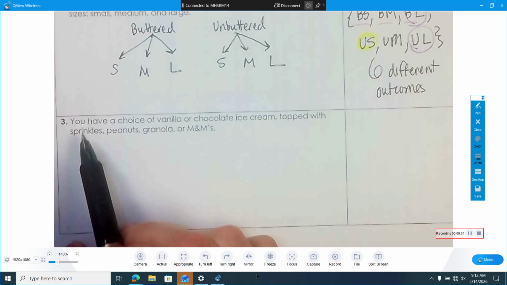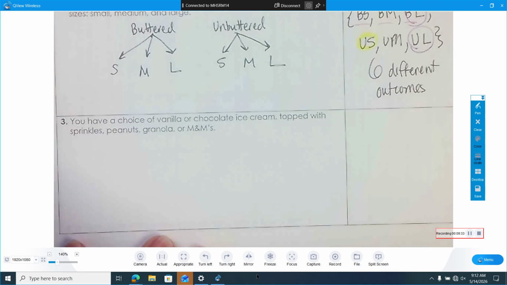All right. You have a choice of vanilla or chocolate ice cream topped with sprinkles, peanuts, granola, or M&Ms. Who would choose granola? Okay, sorry.